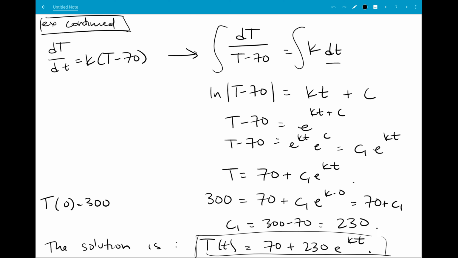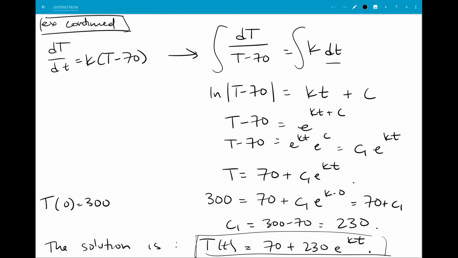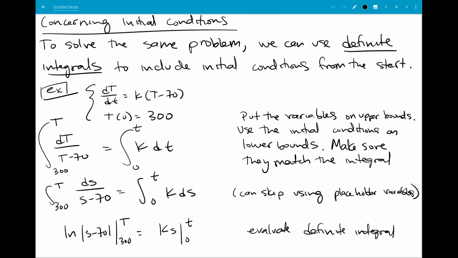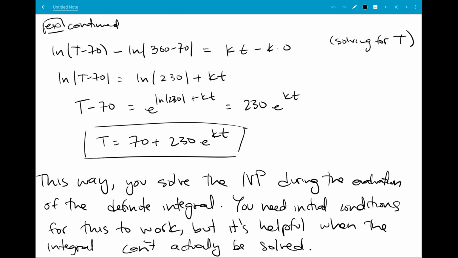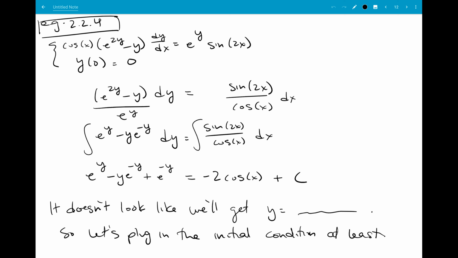Remember way back when I gave you these steps, I said using initial conditions and writing y in kind of the final form. Those are interchangeable because depending on the type of problem you have, those are going to occur in different ways. So let's see, we're going to continue this example.